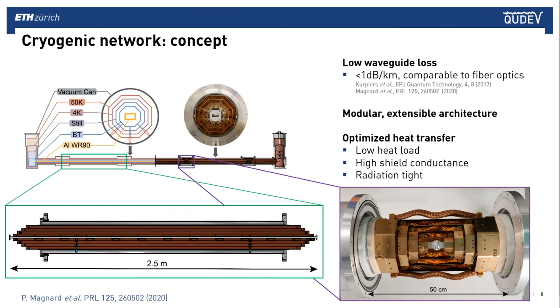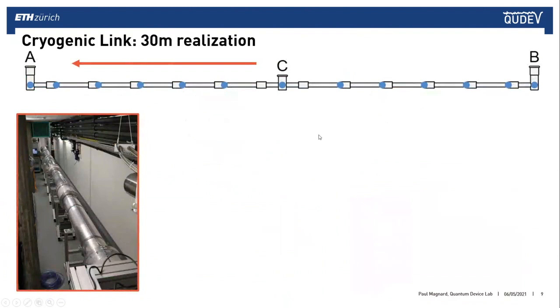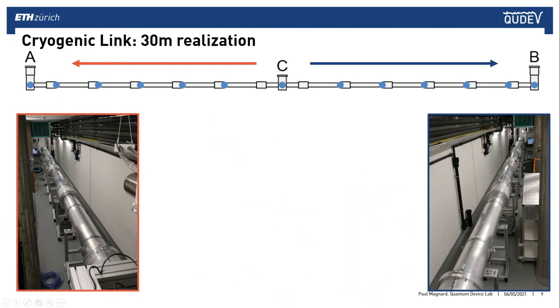So here you can see a picture of one half of the 30 meter long cryogenic link, which we realized here at ETH Zurich. And you can see Alice in the back right there. The arrow in the schematic above gives you a sense of where the picture has been taken from. You can also see the other half now on the right with Bob's refrigerator in the back.